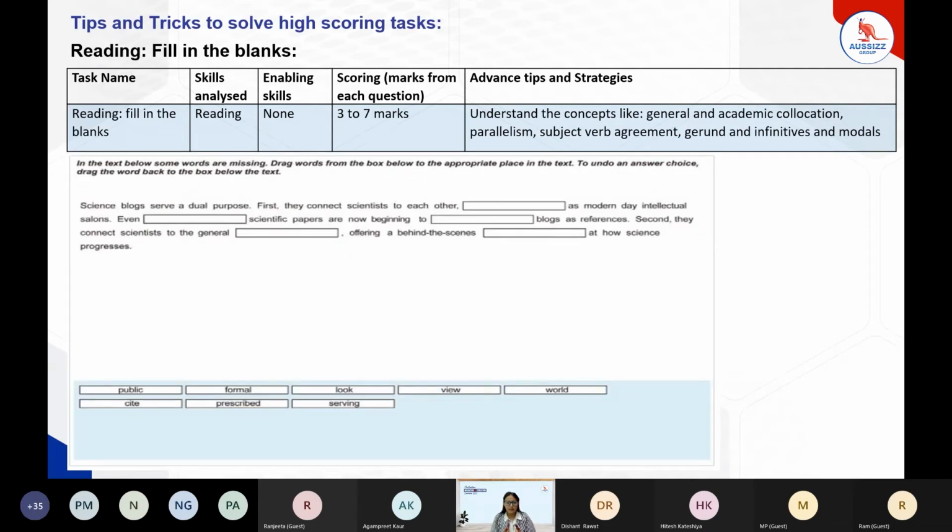Moving forward towards reading fill in the blanks, just like reading and writing fill in the blanks. What's the difference? In reading and writing fill in the blanks, we had to select one answer out of four options. But over here, I have lots of options provided at the bottom. I just have to drag one of the options and drop it in the blank. For this blank, we again need knowledge of vocabulary and grammar. The vocabulary and grammar which are very important in these blanks are general and academic collocations, like modern day, which is a basic collocation. Next is grammar, that is spelling, subject verb agreement, gerunds and infinitives, and modals.